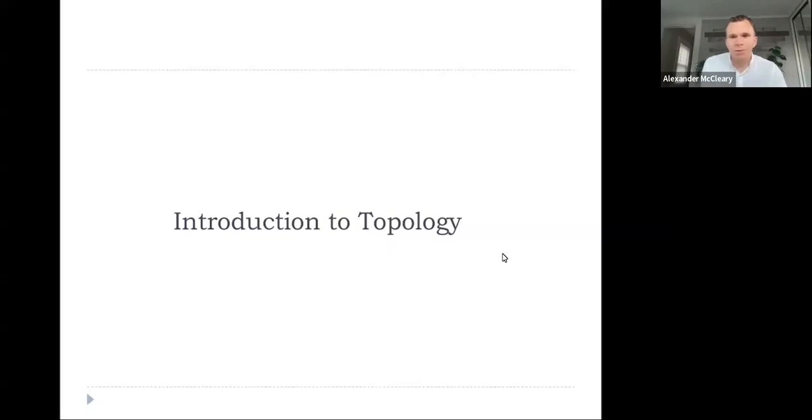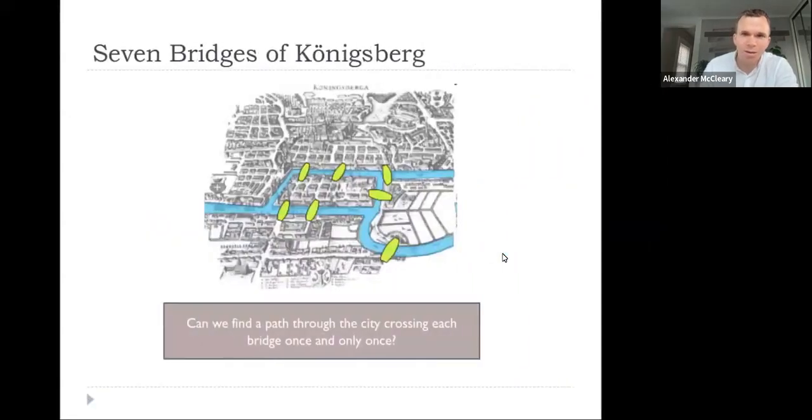Hi, everyone. In this video, we're going to do a quick introduction to topology. So the first problem we're going to start with is the 7 bridges of Königsberg problem. This goes all the way back to Leonhard Euler, who finally solved this issue. And so the question was this.